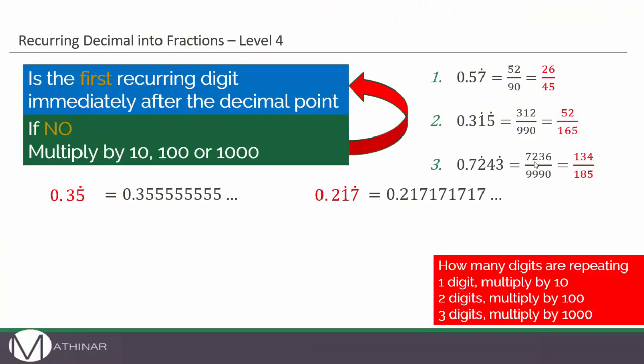So let's have a look at the answers here. So the first one would be 52 over 90. Both top and bottom are even, so we divide by 2, giving us 26 over 45. Here we get 312 divided by 990. They're both even, so you can divide by 2, and then you can also divide by 3. So effectively we divide both top and bottom by 6 to get 52 over 165. And finally 7236 over 9990 will simplify down to 134 over 185. That one's a lot trickier than the previous two.